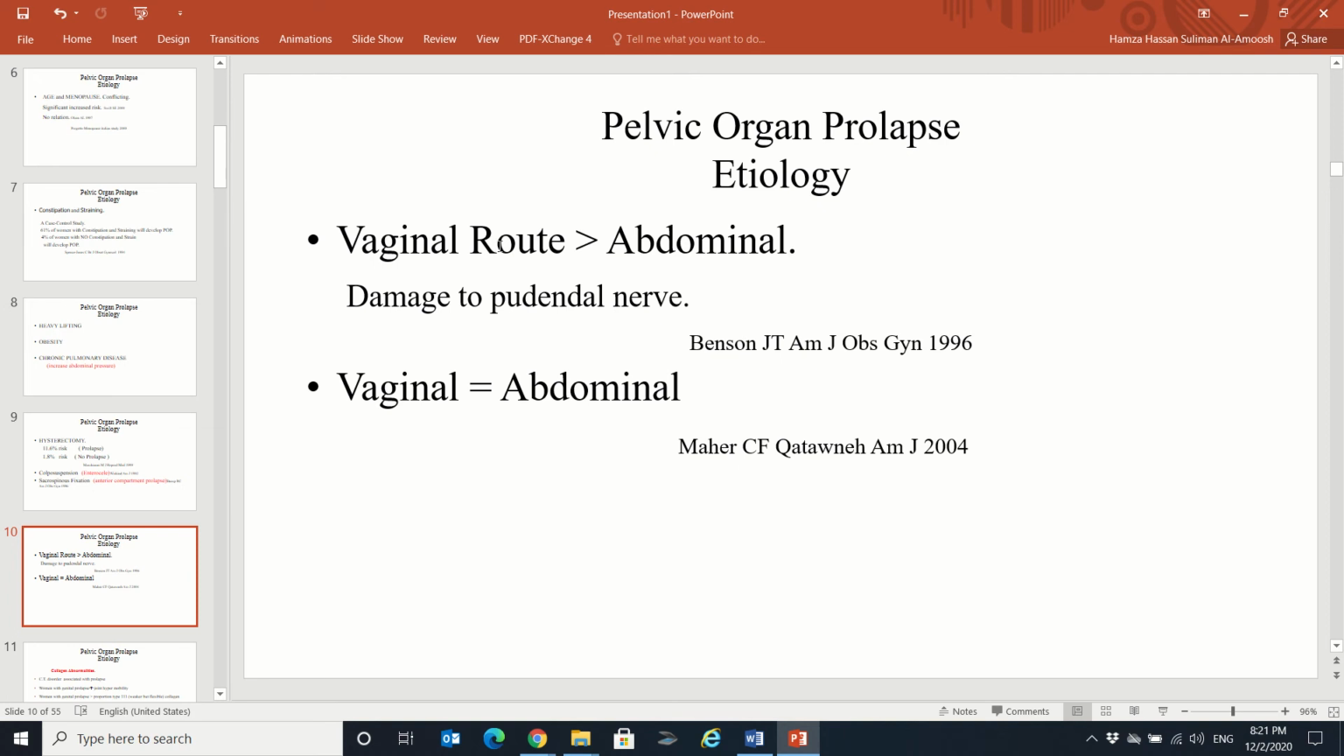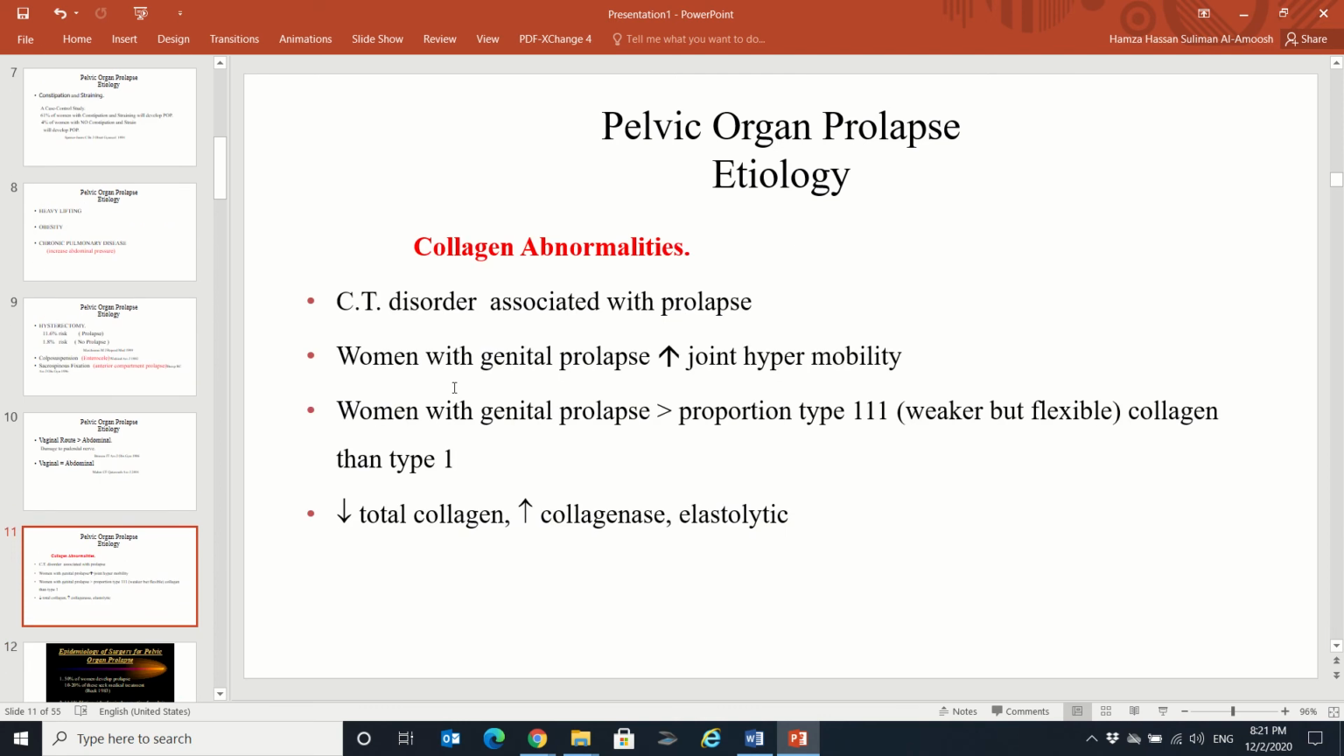So the vaginal route is more risk for prolapse according to Benson, but there is another researcher who found that the vaginal and the abdominal route had the same risk for vault prolapse. Collagen abnormalities, connective tissue disorder associated with prolapse. Women with genital prolapse have increased joint hypermobility. Women with genital prolapse, more proportion type 3, weaker but flexible.